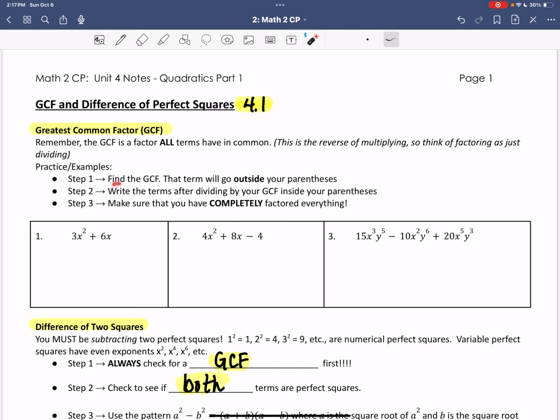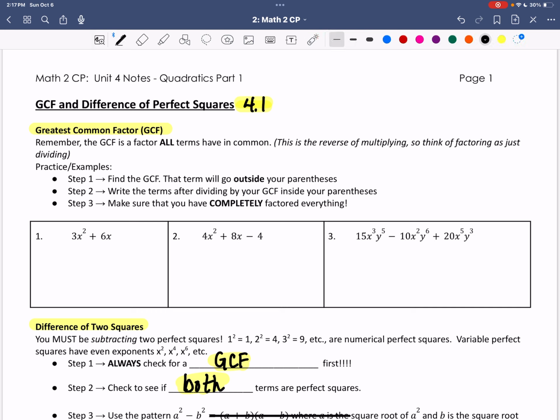So step one, find the greatest common factor. That's going to go outside the parentheses. Step two, write the terms after dividing by your GCF inside. So basically the leftovers go inside the parentheses. And then step three, make sure that you have completely factored everything. So let's go ahead and get started with number one.